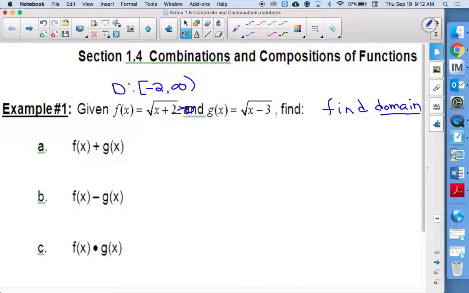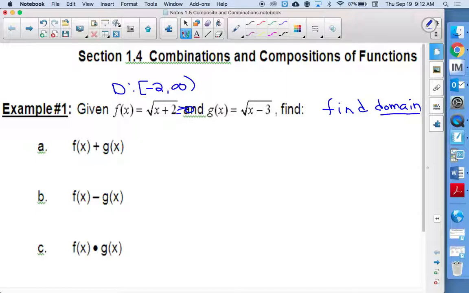So if I solve that little equation, the square root of x plus 2 has to be greater than or equal to 0. Square both sides, you end up getting x plus 2 has to be greater than or equal to 0. So x is greater than or equal to 0. Or sorry, greater than or equal to negative 2. So that means it goes from negative 2 to positive infinity. Essentially, whatever number in there makes it 0, it can't be any less than that.